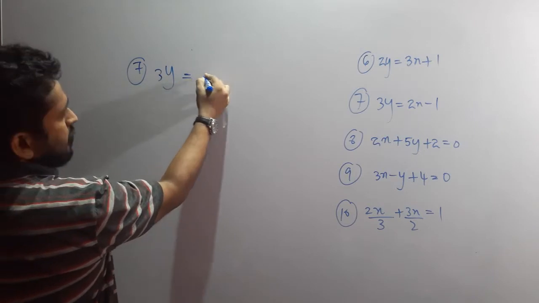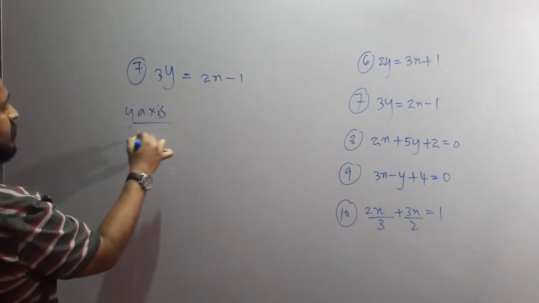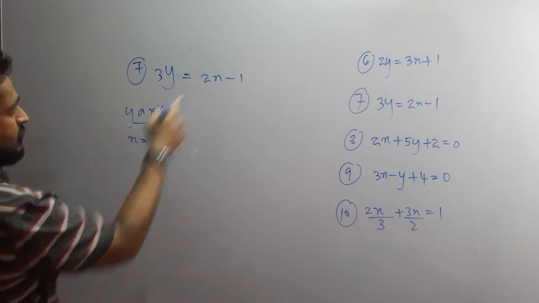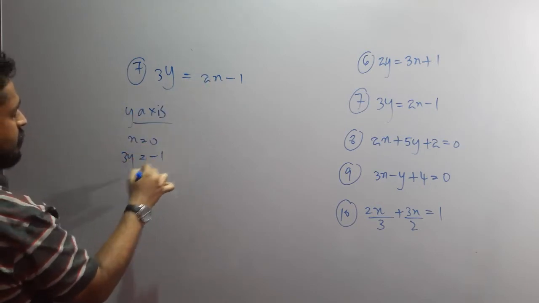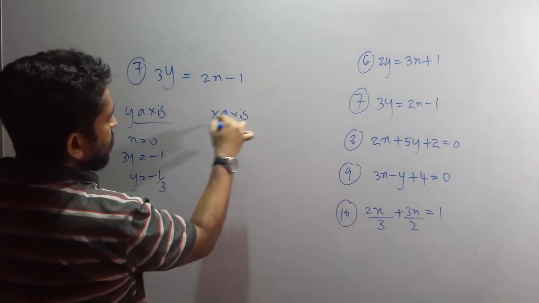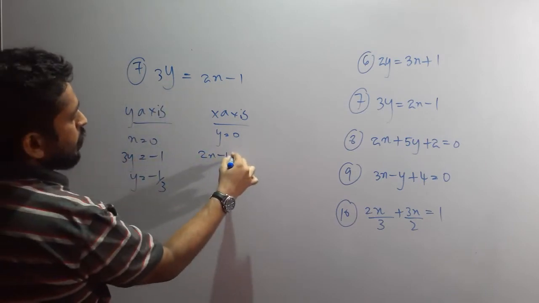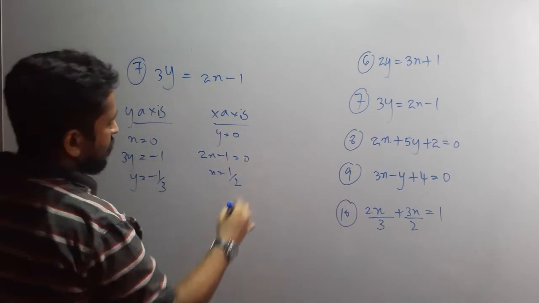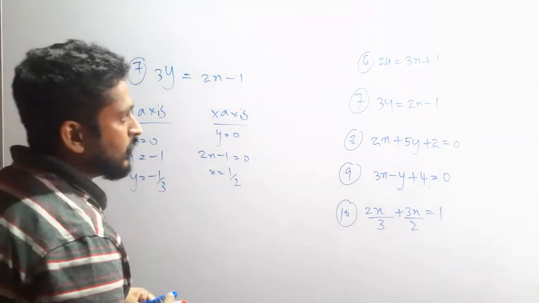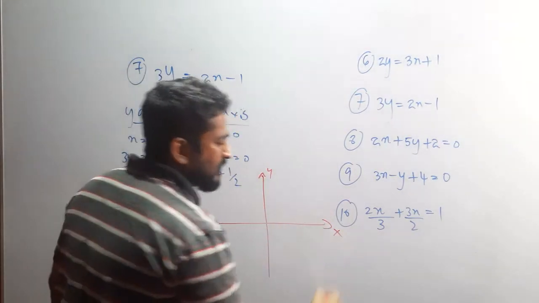3y equals 2x minus 1. Starting point of y-axis, by x equals 0: 3y equals minus 1, y equals minus 1 by 3. Starting point of x-axis, by applying y equals 0: 3 into 0 is 0, 2x minus 1 equals 0, x equals half. So you know that both are fractions and the gap is less than 1.